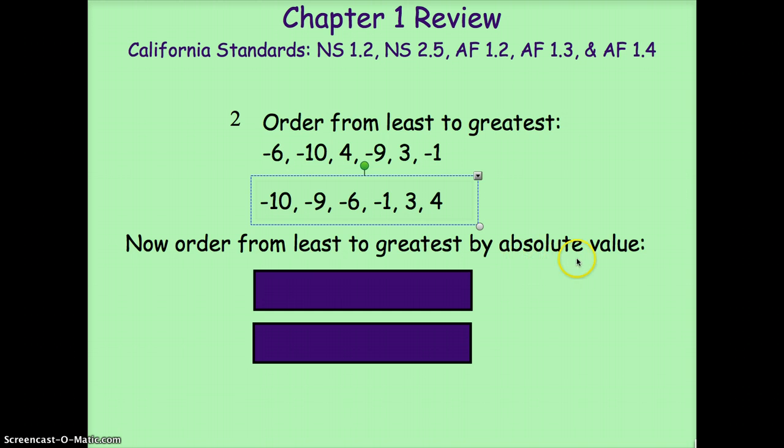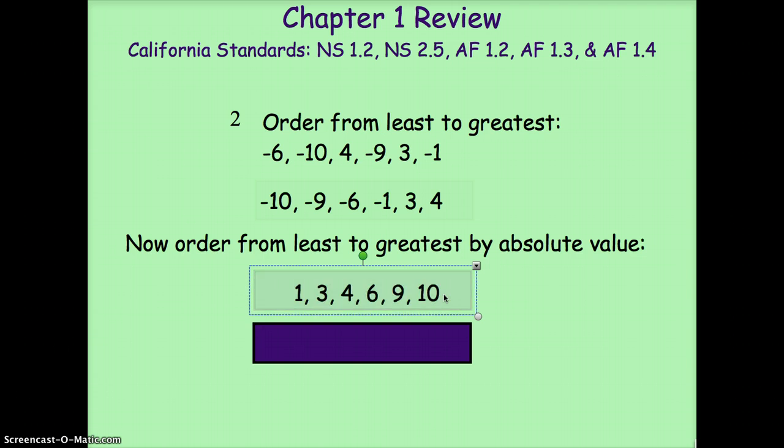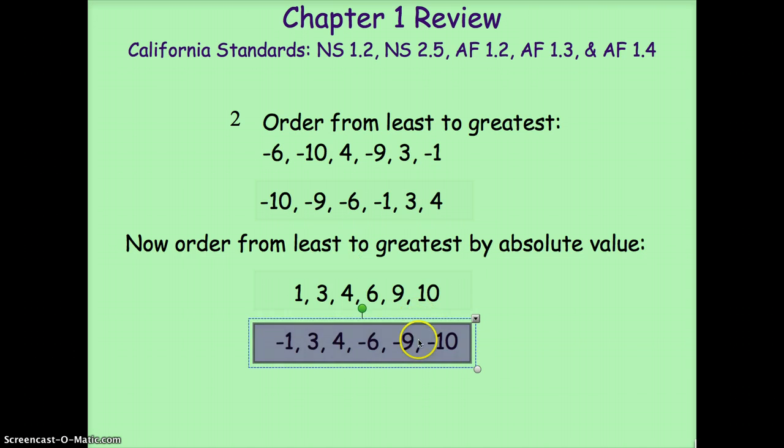Okay, now ordering them by absolute value. First I want to find what their absolute value would be. 1, 2, 3, 4, 6, 9, 10. Now notice it wants us to order the original numbers by their absolute value. So now we need to come back in and plug in those negative signs and say, this is the order it would be if we were using their absolute value.